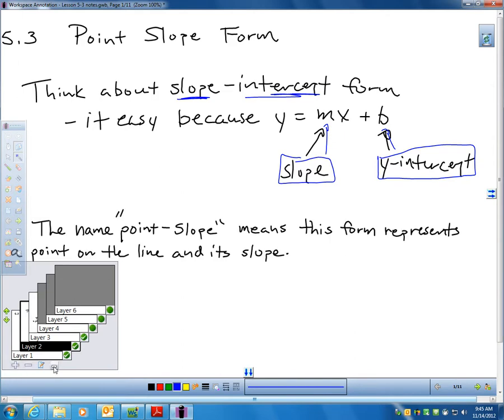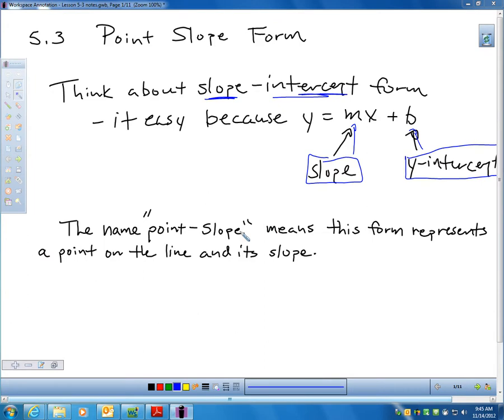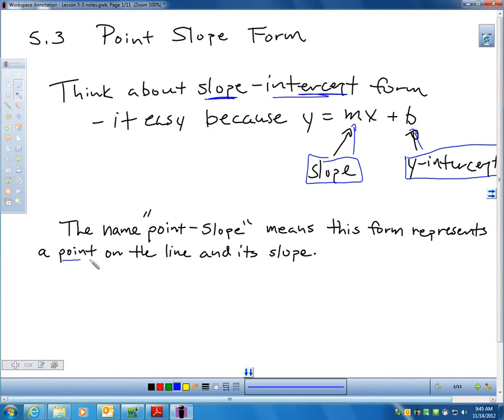So, when we think about the next form of equation we're going to learn, which is called point-slope form, the name tells me what the equation stands for. It tells me that this equation will give me a point on the line, and it will give me the slope of the line. So let us underline those, okay?